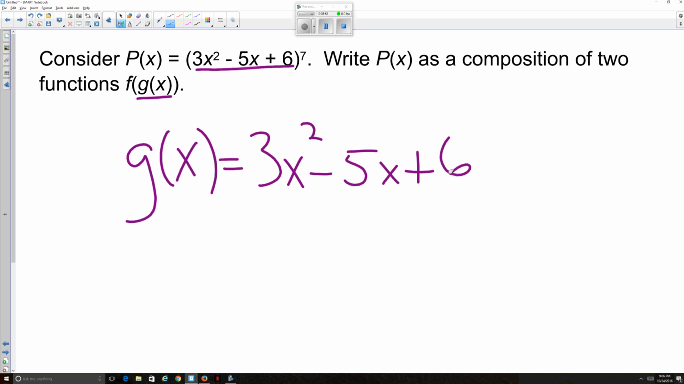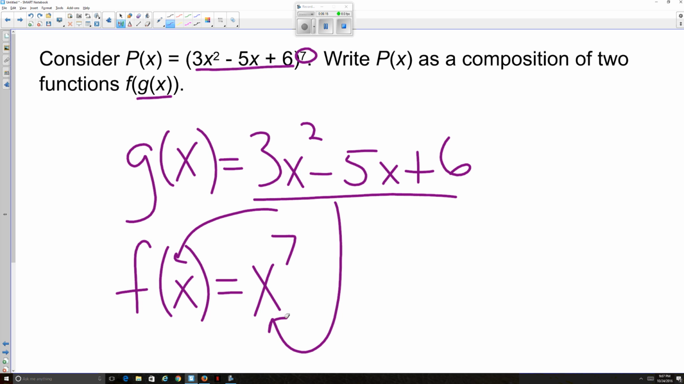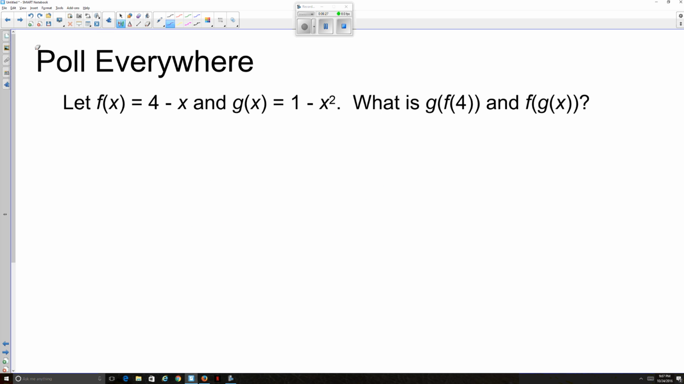And so then what's on the outside here? I believe you can tell pretty easily. On the outside, we have f of x equals something to the 7th power, and that something has to be an x. If we put g of x inside here, hopefully you see that this is equal to that right there. All right, so those are the two things we're going to look at today. We're going to compose functions and we're going to decompose functions.